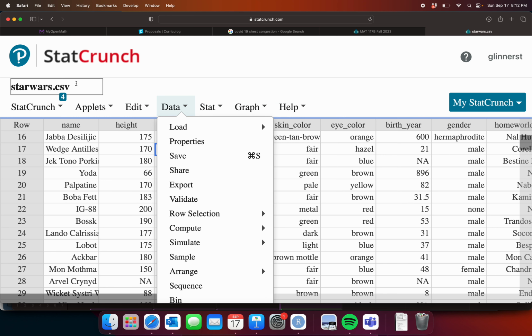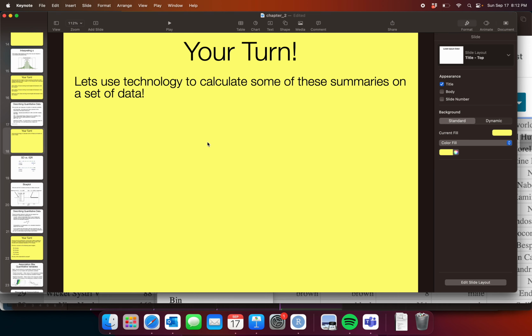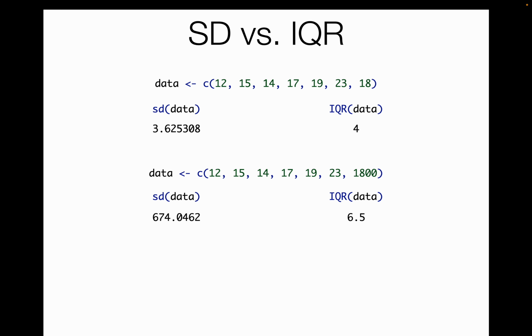Okay, so that's enough for StatCrunch at the moment. And so I'm going to continue on a little bit. Here's a quick demonstration with a few data points, to show you that standard deviation is not a resistant measure, whereas IQR tends to be more of one. For data that is roughly symmetric, standard deviation and IQR in the top one are the same, and the bottom one very much not the same. I changed one number from 18 to 1800, big effect on standard deviation, almost no effect on IQR.